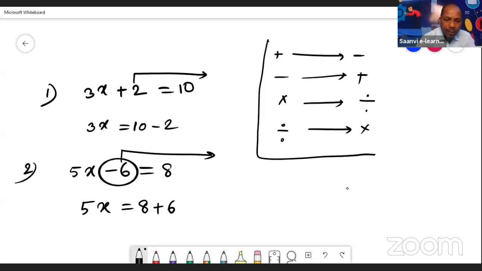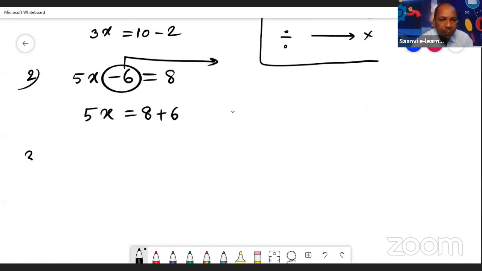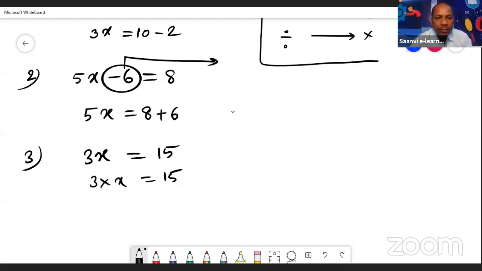Now let us see how into quantity becomes. Third example. Suppose 3x is equal to 15. See here, 3x is nothing but 3 into x. This 3x we write as 3 into x. Now this 3 is the into quantity. When this 3 is sent this side, what will happen? Here x will be, x is equal to.